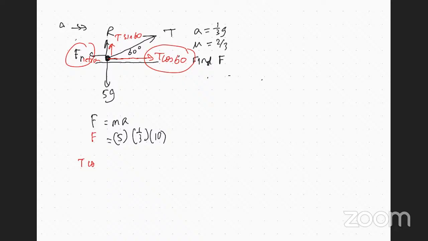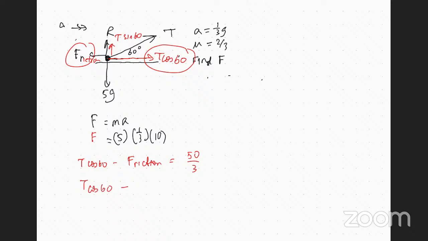All in the whole, is equal to 50/3. So T cos 60 minus friction is 50/3. Here's the problem. We don't know T. That's what we're trying to find. And friction is mu R. Remember, friction is mu R.